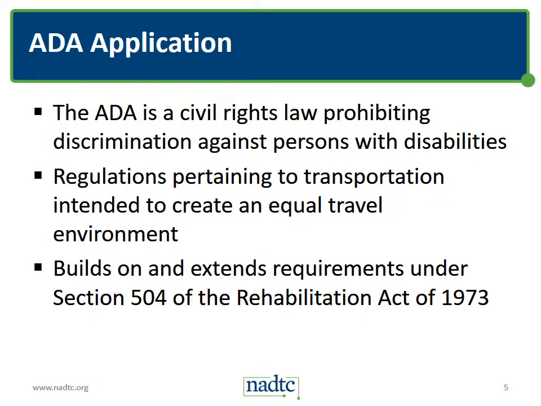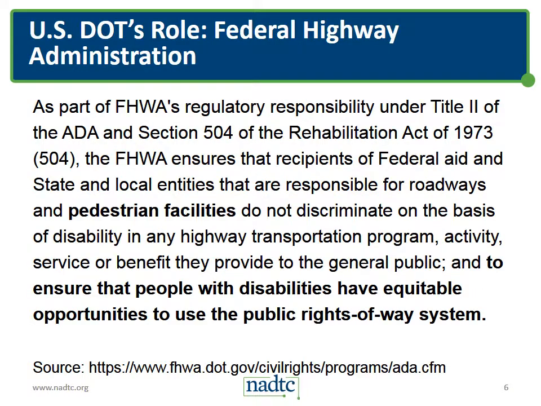And so we'll delve a little bit more into U.S. DOT's role and responsibility, and also specifically that of the Federal Highway Administration. As part of the Federal Highway Administration, or FHWA's regulatory responsibility under Title II of the ADA and Section 504 of the Rehabilitation Act, FHWA ensures that recipients of federal aid and state and local entities that are responsible for roadways and pedestrian facilities do not discriminate on the basis of disability in any highway transportation program, activity, service, or benefit they provide to the general public. And FHWA is responsible for ensuring that people with disabilities have equitable opportunities to use public rights-of-way.